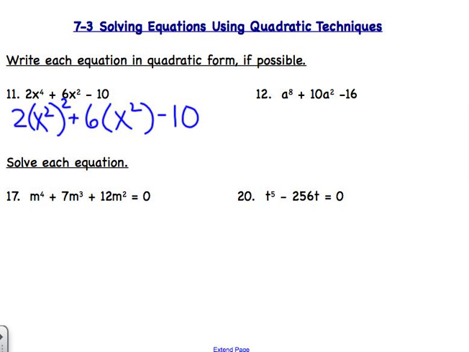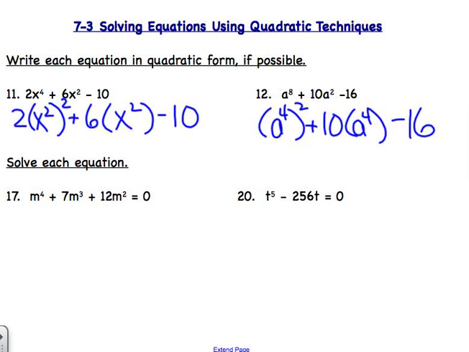On number 12, again, we have to write it as something squared to the second power plus something times 10 times something minus 16. I would need to put an a to the fourth inside of the parentheses to give me a to the eighth. If I write a to the fourth here, that does not give me 10a squared. That is not equal. So it is not possible to write number 12 in quadratic form.